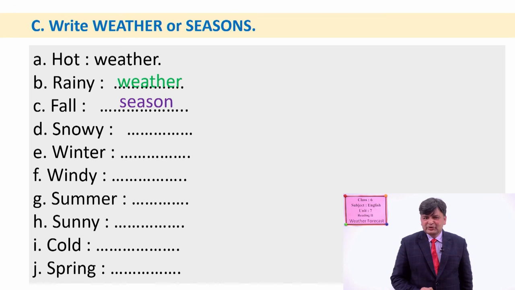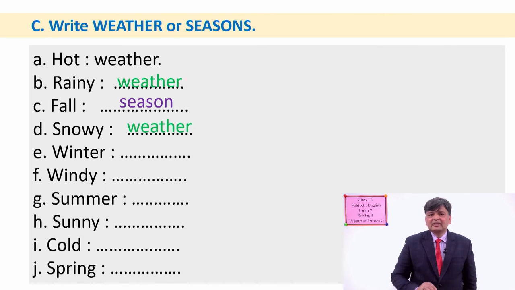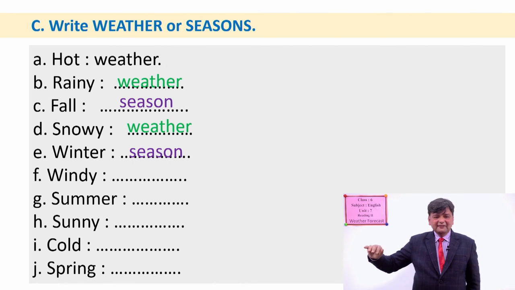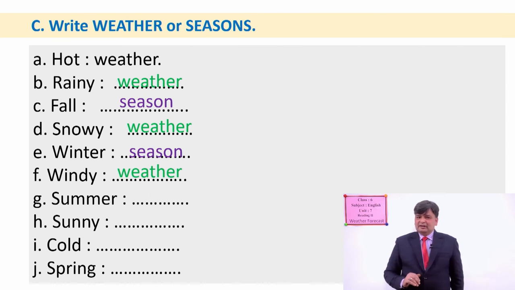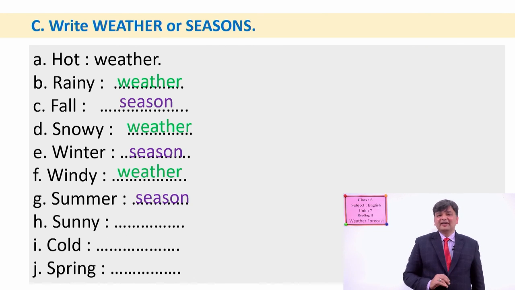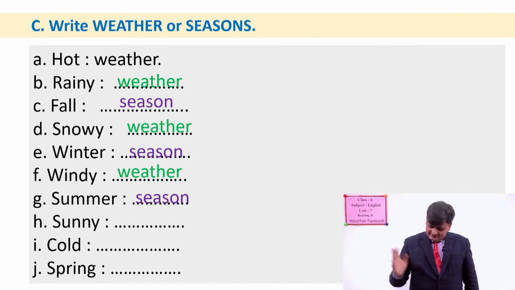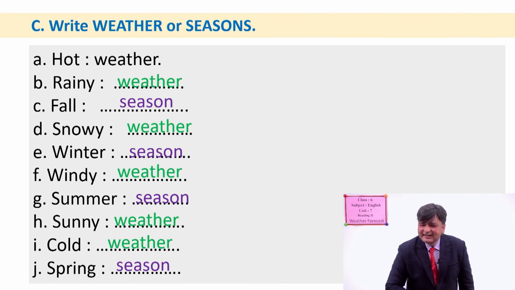Next one, snowy. You said it is weather. Winter, you said it must be season. So it is season. Windy. You said weather. So it's weather. Good. Summer. Summer is a season. Let's check. It's a season. Sunny. Weather. So let's check. It's weather. Cold. Weather. Good. Spring. Is it season? And it's a beautiful season.